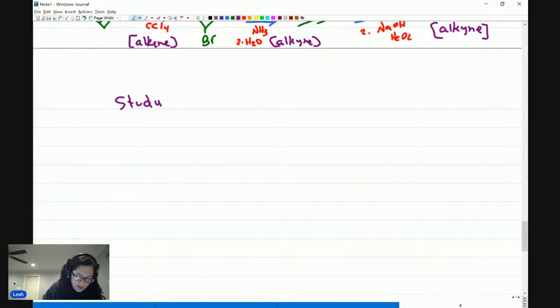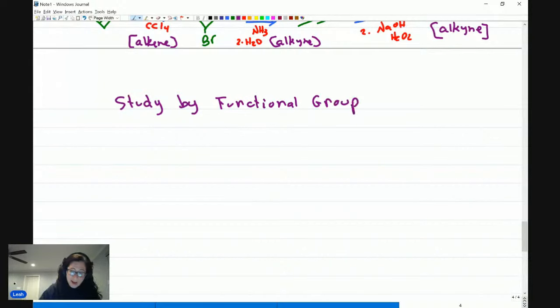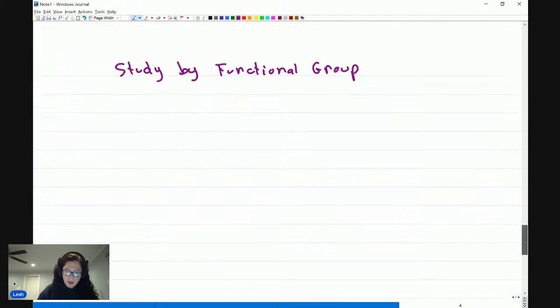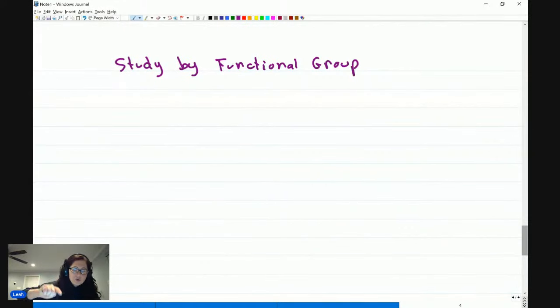Unlike how you've been studying before, I recommend that you study not by chapter, but by functional group. I will show you a very simple map so you understand what I'm talking about, but then I challenge you to come up with your own functional group map so that you can really learn to put all this together.